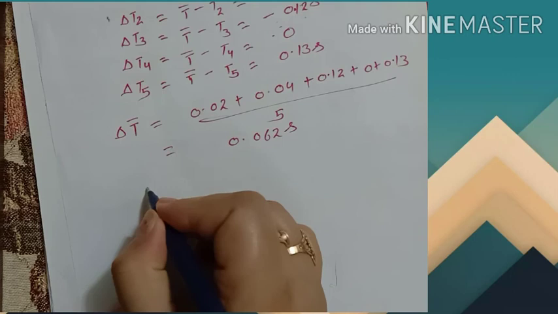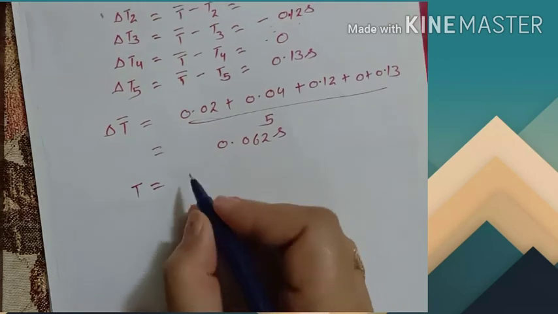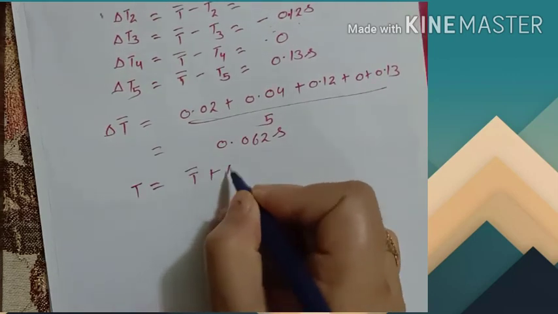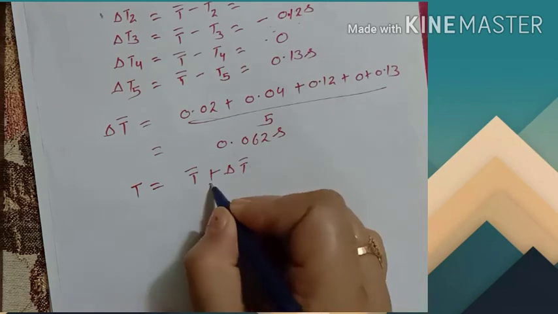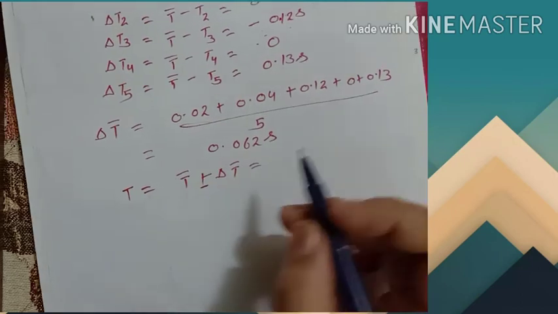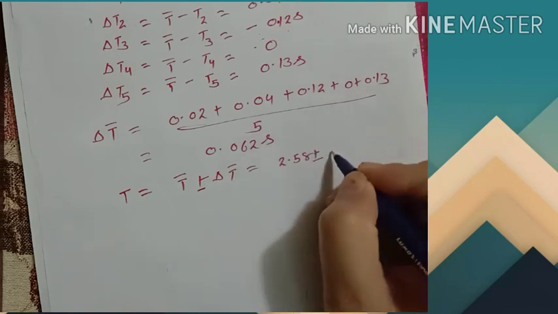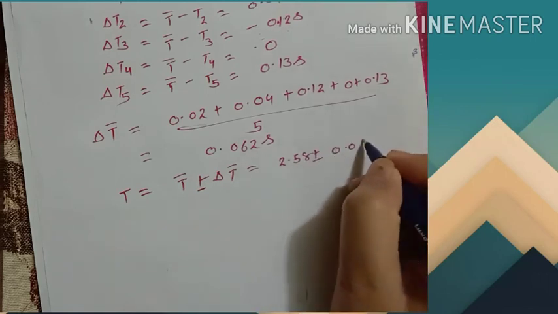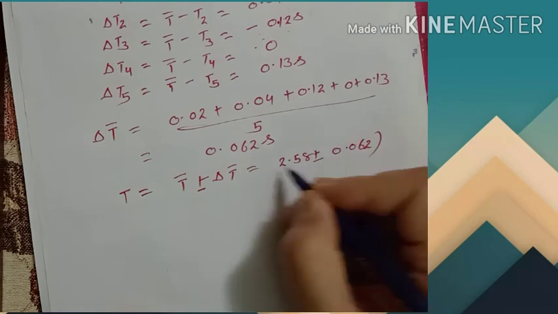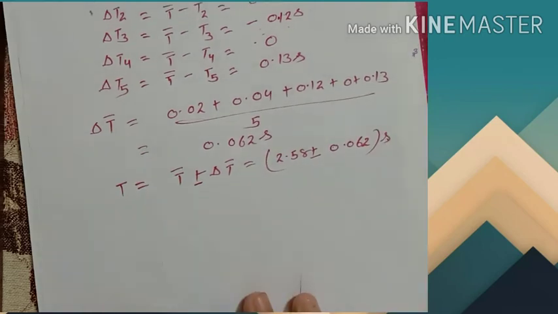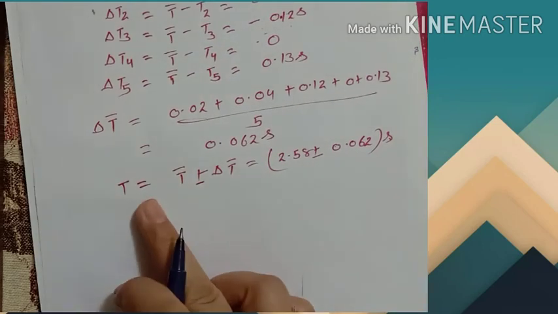Now what will be the value of the time period t? We have t bar plus minus delta t bar, and here t bar we have is 2.58, so 2.58 plus minus 0.062 second. Right, this is the true value of the time period.